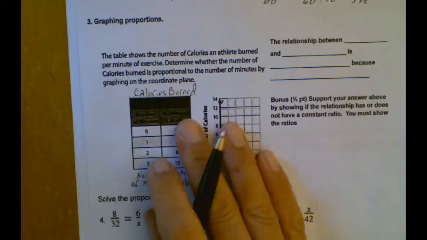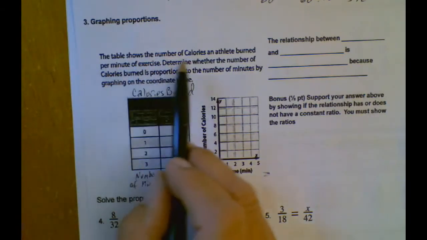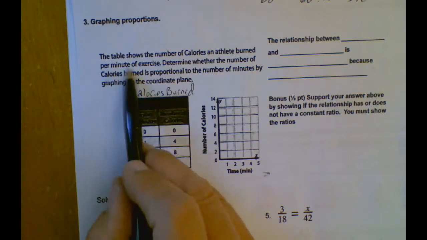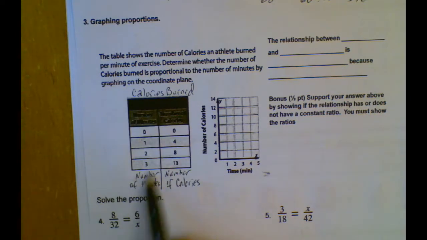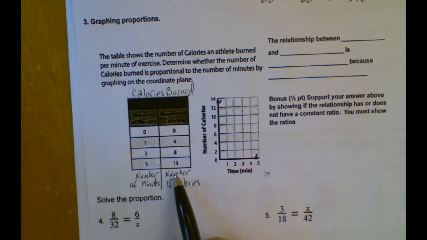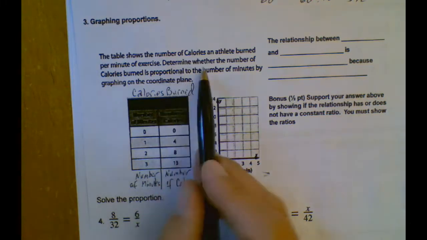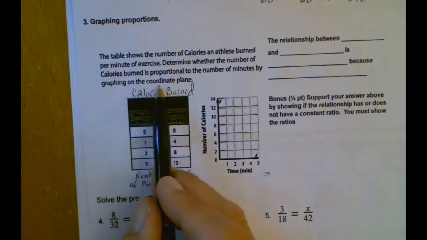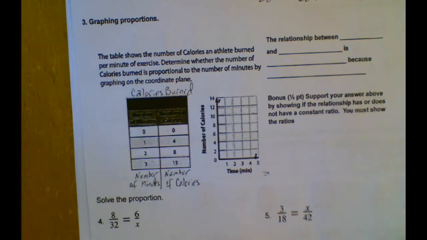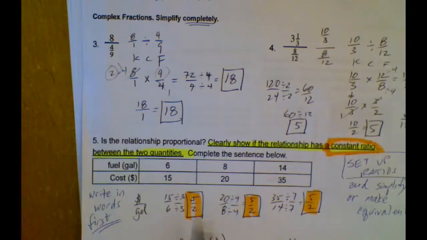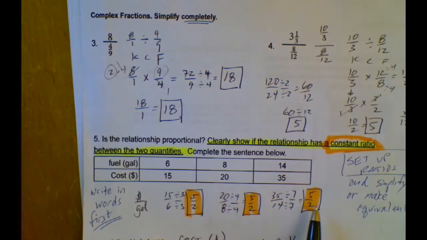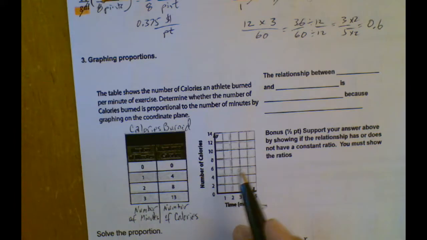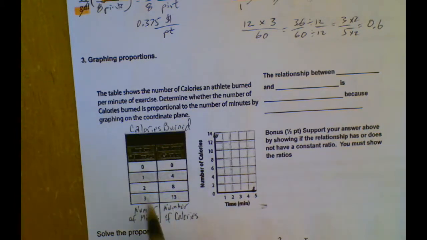Let's see, what does it say? This says, the table shows the number of calories an athlete burned per minute of exercise. So here's the number of minutes. Here's the number of calories by minute. Determine whether the number of calories burned is proportional to the number of minutes by graphing on the coordinate plane. So in the previous problem, we asked, is it proportional? We checked by constant ratio. Now we're being asked to check for proportionality by graphing. So what I need to do is first plot these points.